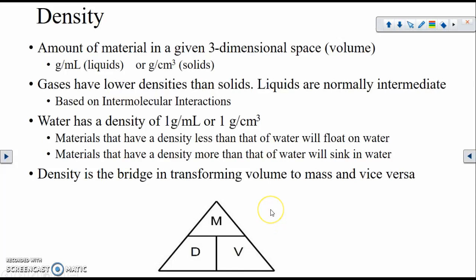Hello, in this lecture video I am going to be talking about density. Density is the amount of material in any given three-dimensional space, and we're talking about volume here. So for liquids, that normally is indicated by grams over milliliter, but it could also be any other unit of mass on top and any unit of volume on the bottom. For solids, that normally is grams over cubic centimeters, and sometimes that is abbreviated as cc.